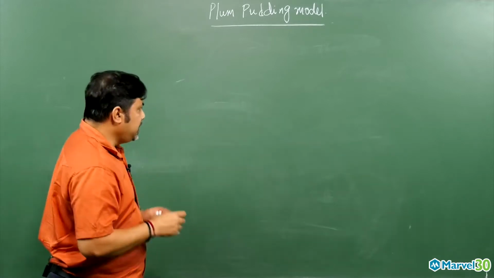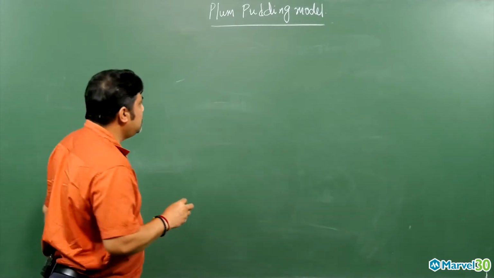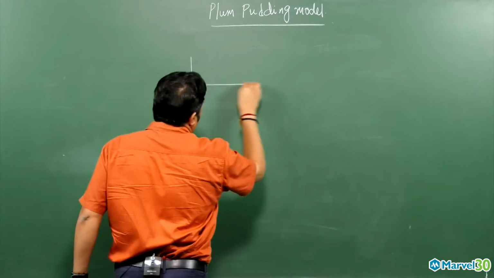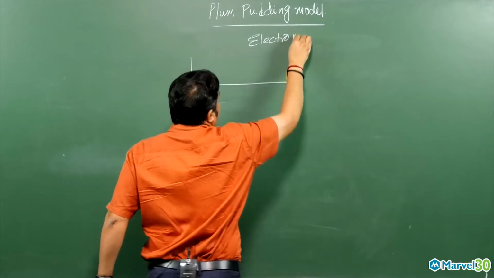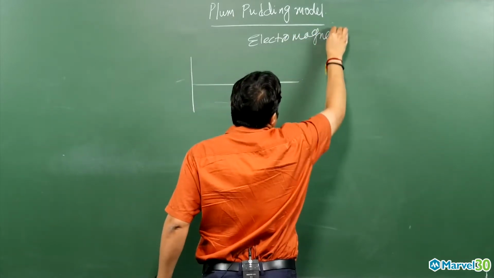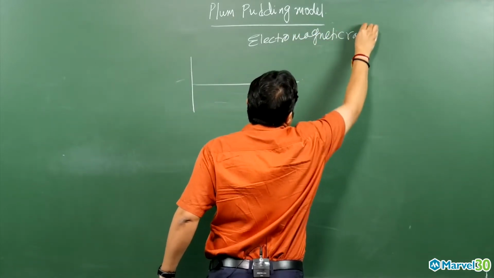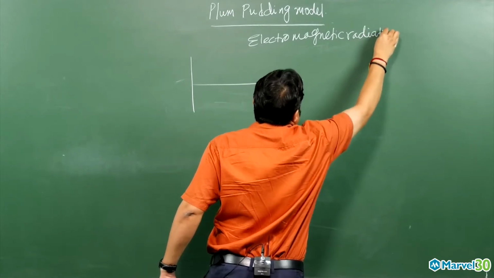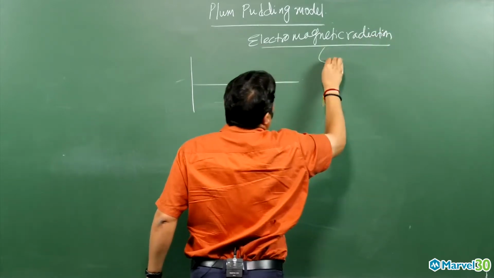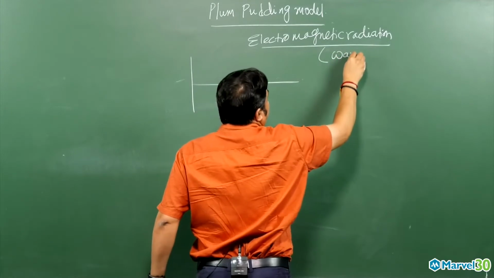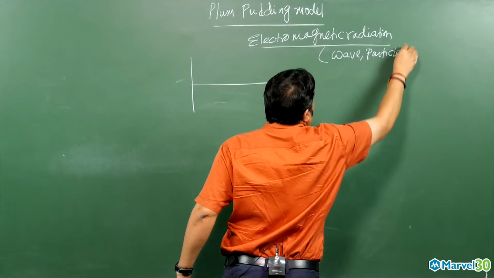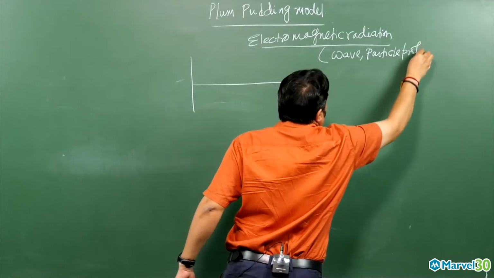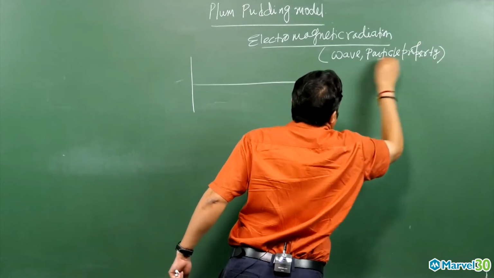Why is it called electromagnetic radiation? Because it has two components. Light itself is electromagnetic radiation, and electromagnetic radiation has two properties, wave property as well as particle property. When they propagate, they propagate like a wave.